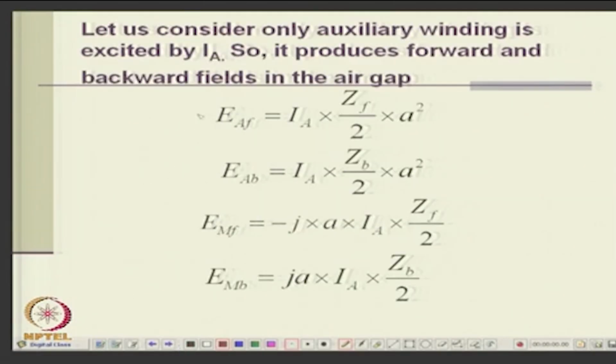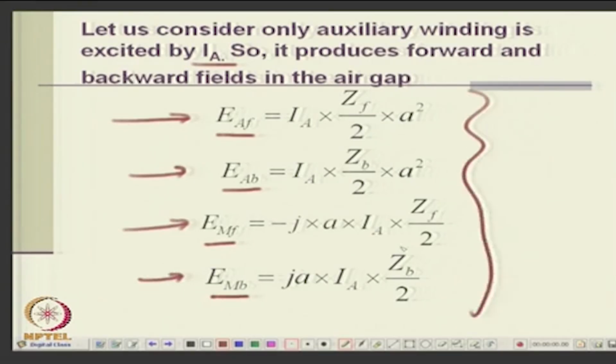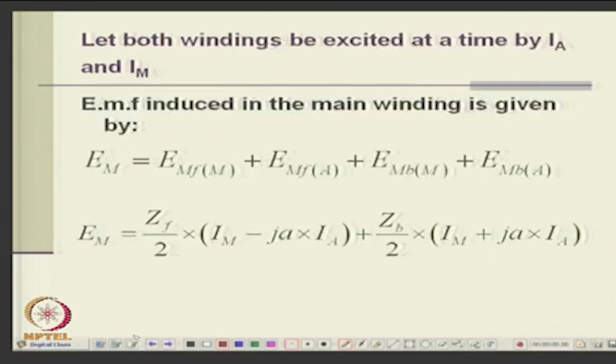And we also said if only the A winding is excited, it will produce a forward voltage in the A winding and a backward voltage in the A winding. It will also produce a forward voltage in the M winding and a backward voltage in the M winding given by these equations. Okay. Then we said both of them are excited, E m in the main winding will be given by the forward field of the main winding, forward field of the auxiliary winding, backward field of the main winding and backward field of the auxiliary winding. So, all these voltages will be induced in the main winding.